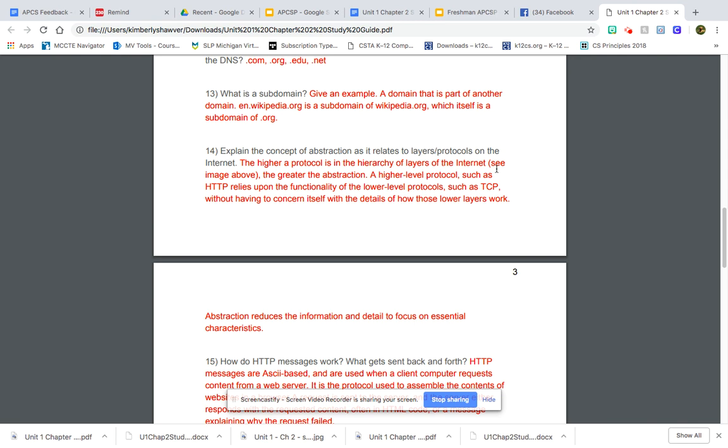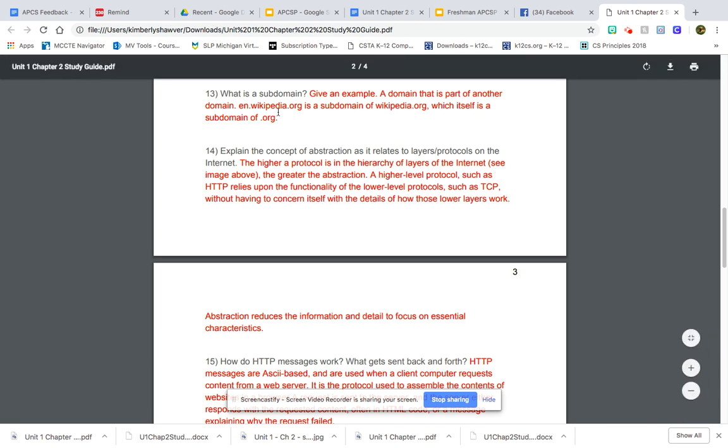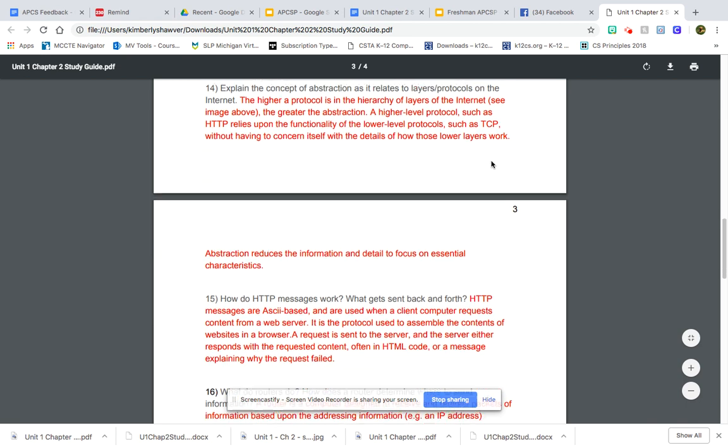What is a subdomain? Give an example. A domain that is part of another domain. So we would say en.wikipedia.org is a subdomain of wikipedia.org, which itself is a subdomain of .org.